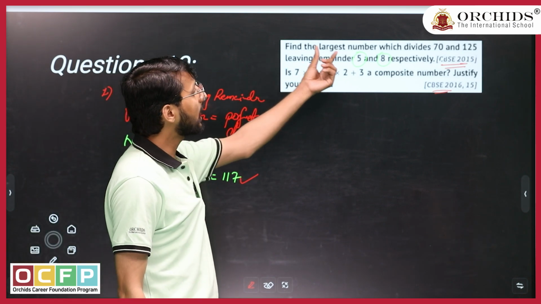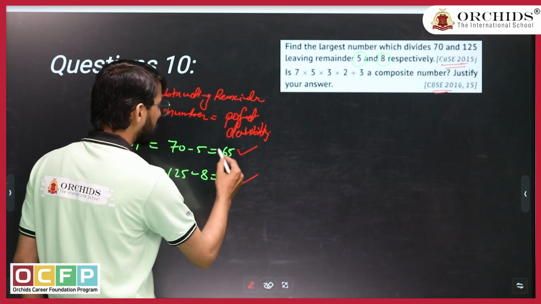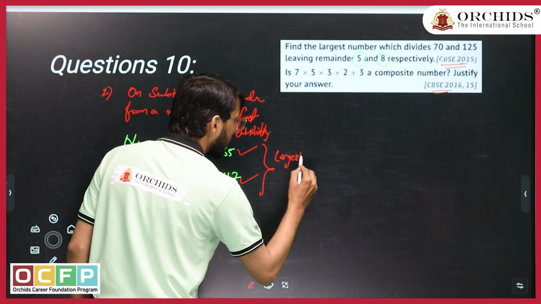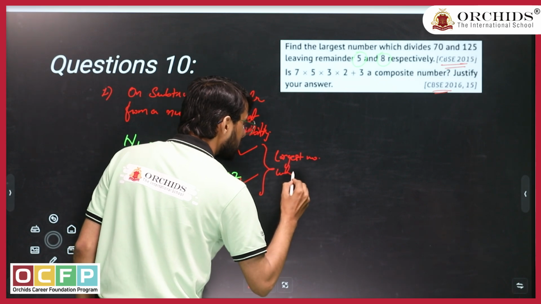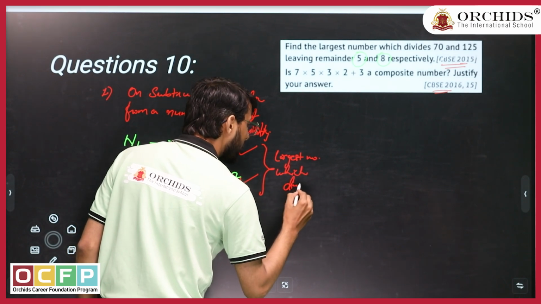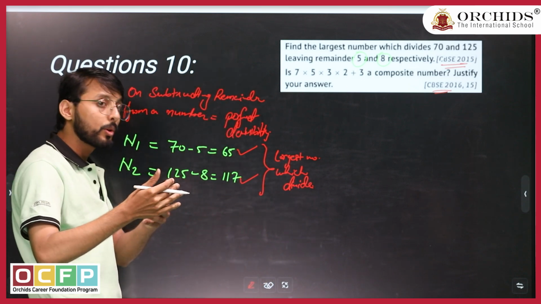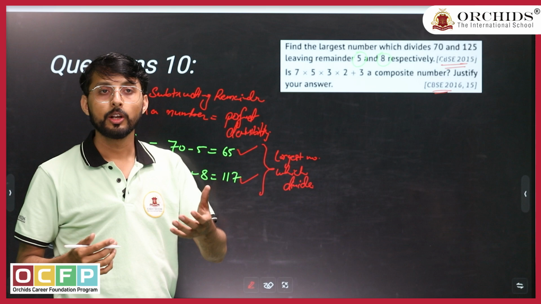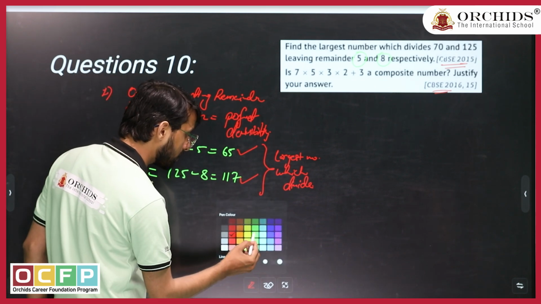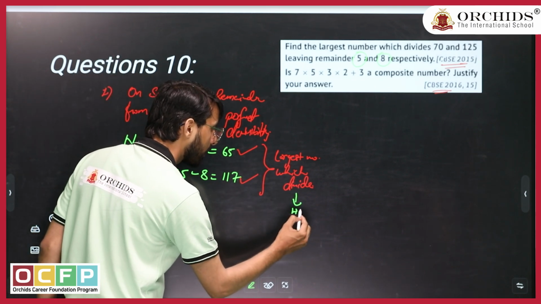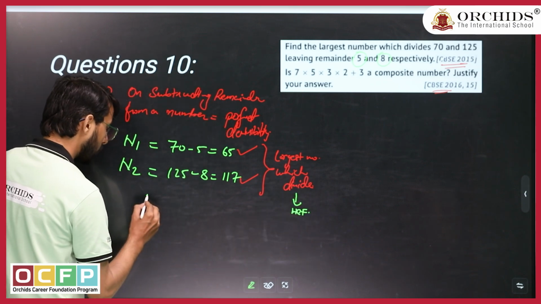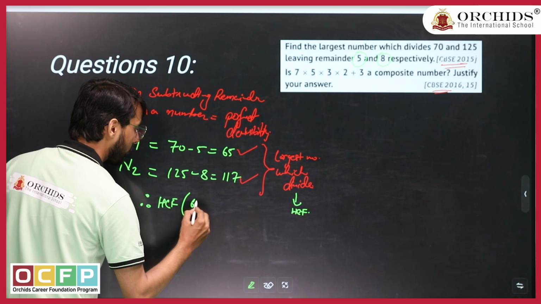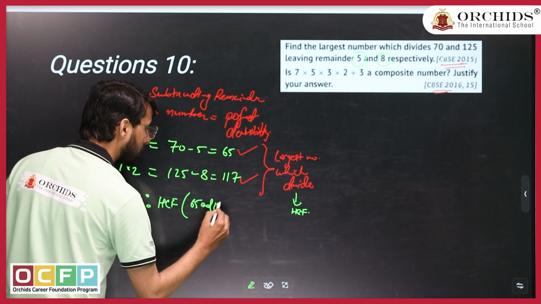They are telling us to find the largest number which divides them. So first of all, I want to find the largest number which divides them. Division means factors, not multiples. So it means I have to go for the HCF of the given figures. Therefore, HCF of 65 and 117.